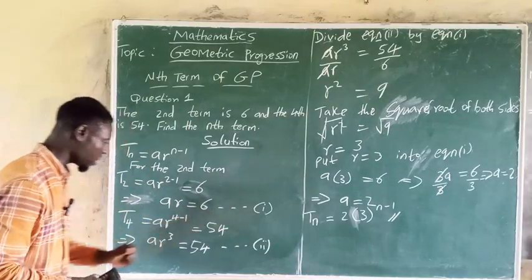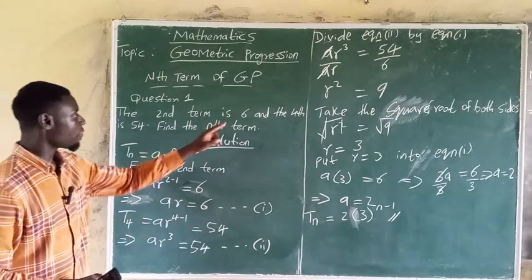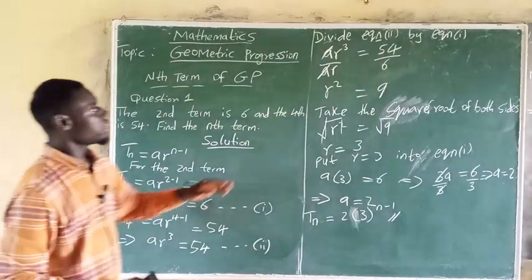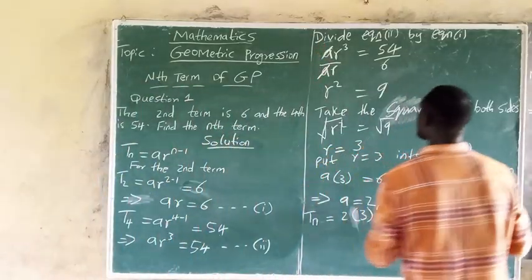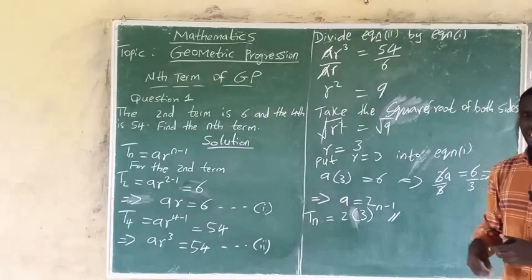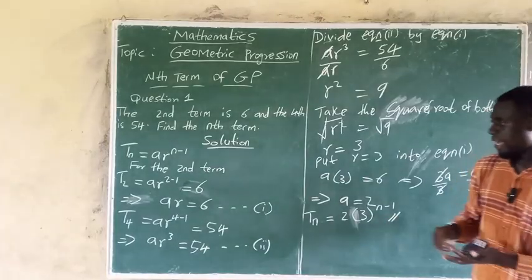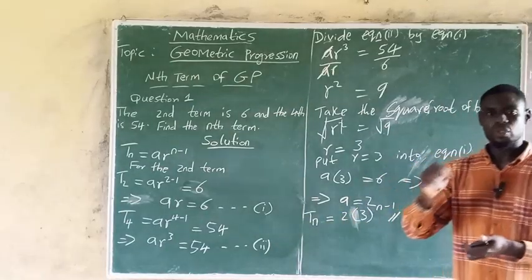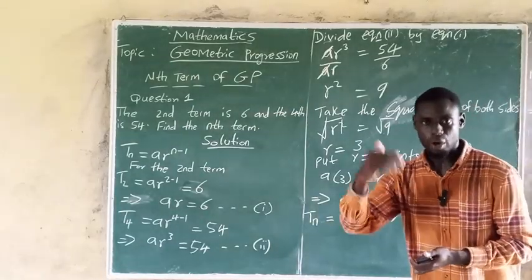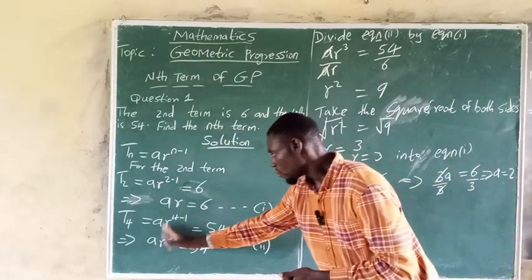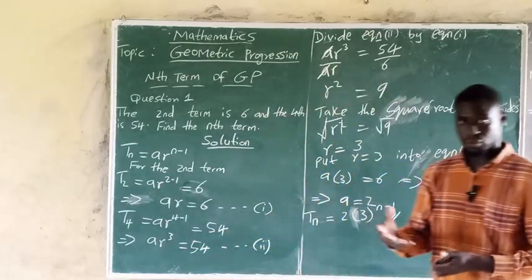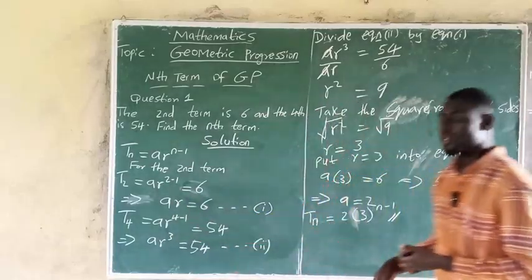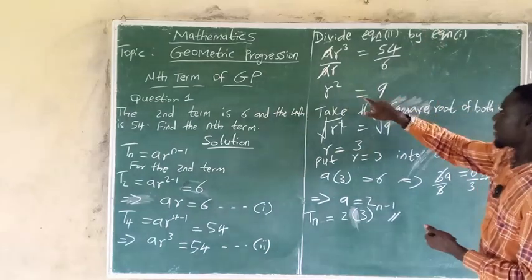Now, we end up having equation 1. The second one is to find the fourth term. We end up having this as equation 2. Then we divide equation 2 by equation 1. Most of the time, when you have a simultaneous equation, you always divide one by the other, so that you can easily cancel out one of the parameters, maybe to cancel a. So when we divide, you end up having r squared is equal to what?